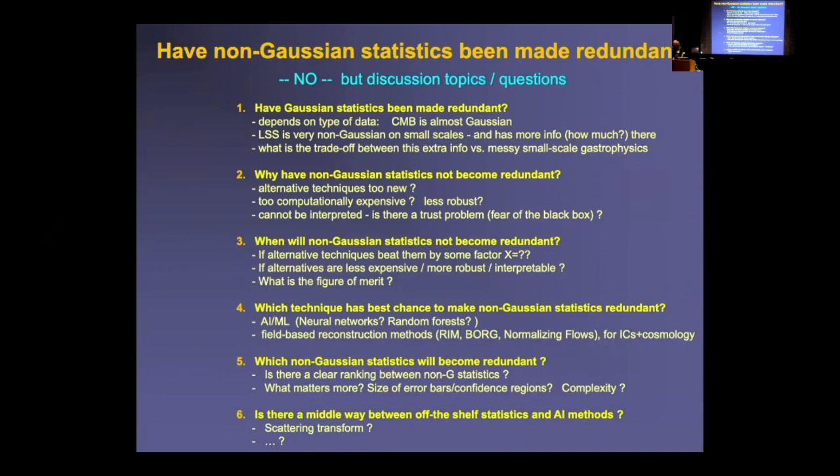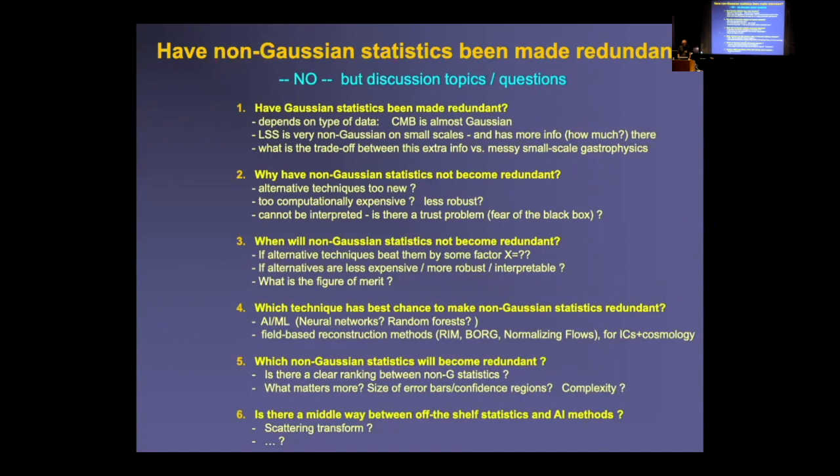Anybody disagrees with that? I guess non-Gaussian statistics covers a broad range of things, and when you start looking at measures of the topology and things like that, it's not clear to me that those are easier to interpret than a convolutional neural network, or that they would be more robust. So there are some non-Gaussian statistics that aren't maybe robust or interpretable as well.